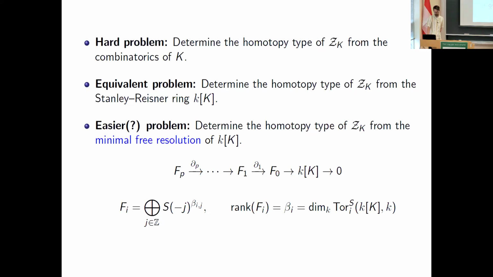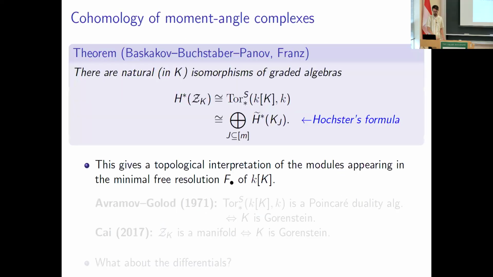And so the first thing I want to do is give some interpretation of this minimal free resolution in terms of the topology of ZK. And right away we see this Tor showing up here, which hints that at least the modules can be interpreted in terms of the moment angle complex, because we have this familiar theorem saying that the cohomology of the moment angle complex is the Tor algebra, or the Koszul homology, of the Stanley-Reisner ring.